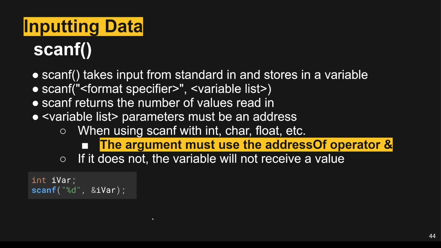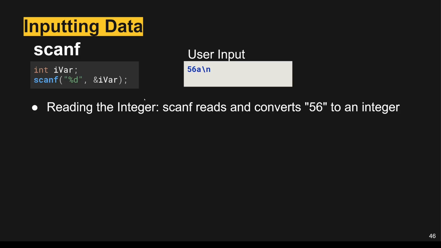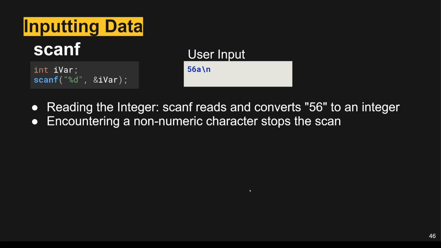So here's an example of using scanf to read in. If you remember what %d is from the last video, it's an integer. So it's expecting an integer value, and it's going to load it into ivar. So if we're using scanf with a %d here, and the user enters 56a\n, scanf reads it in and converts 56 to an integer. As soon as it encounters a non-numeric character, it stops the scan. So as soon as it reaches the a, it's done scanning it. It won't read in anything after that.